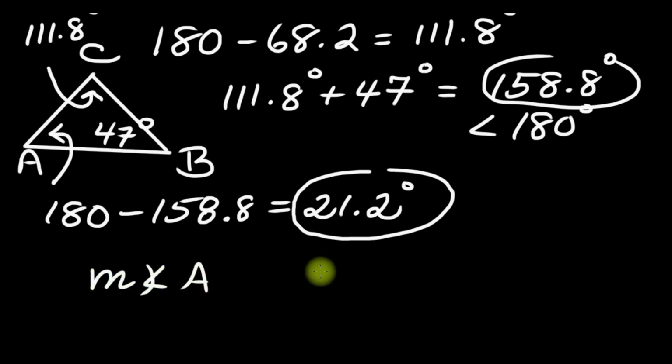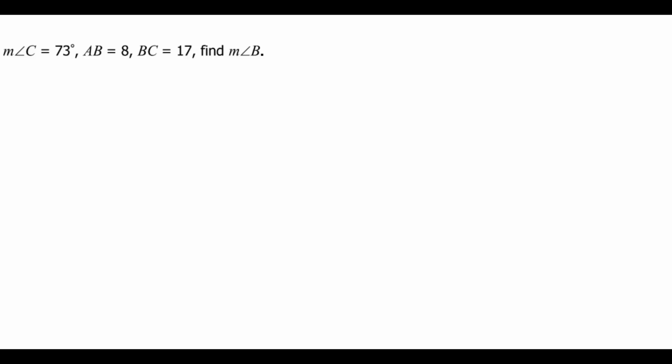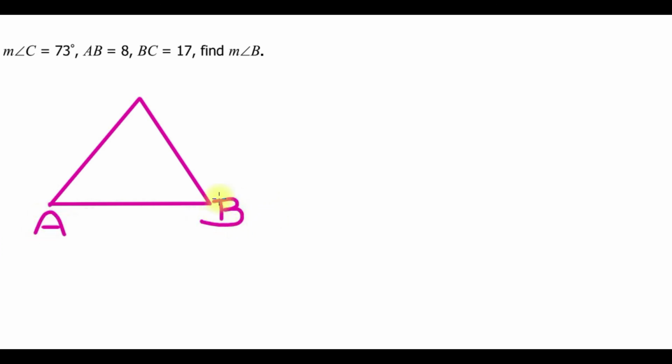So the measure of angle A can be 64.8 degrees or 21.2 degrees. So according to this triangle, you have two solutions for angle A. Okay, so let's take a look at another example here. Okay, so here we have triangle ABC.